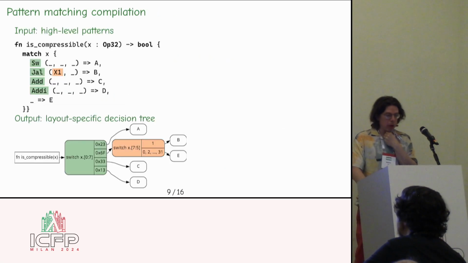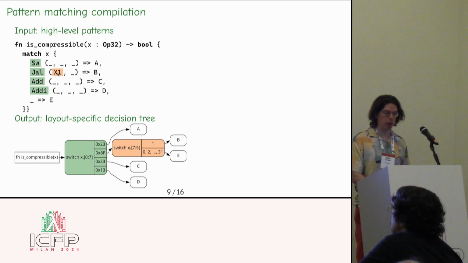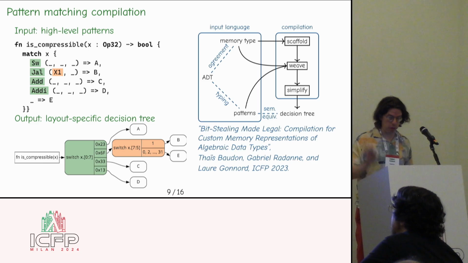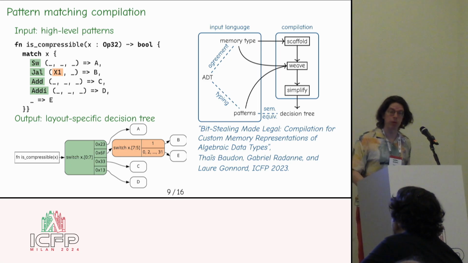All right, so let's first go quickly over the pattern matching. If we look only at the pattern matching, it looks like this. You have a bunch of cases and maybe some nested constructors. For this, we're going to output a layout-specific decision tree that's going to look directly inside the representation at the specific bits. If you want the details, you can look at the paper from ICFP last year. I'm not going to go into much detail on that. But we can output the decision tree that does everything for us.